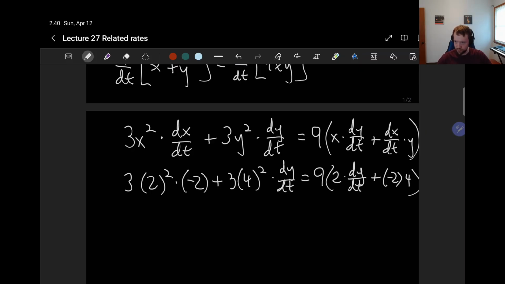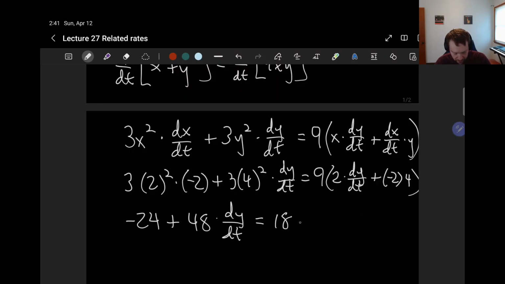Right, so now we want to solve for dy/dt, that's the point. So we'll simplify some things. This will be 12 times -2, so -24, plus 48 times dy/dt. And now I'll go ahead and distribute this 9. So that'll give me 18 times dy/dt. And there's a -8 here, times 9. So -72.